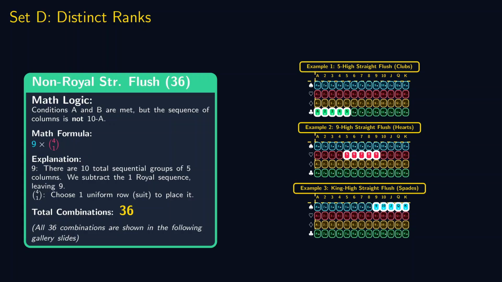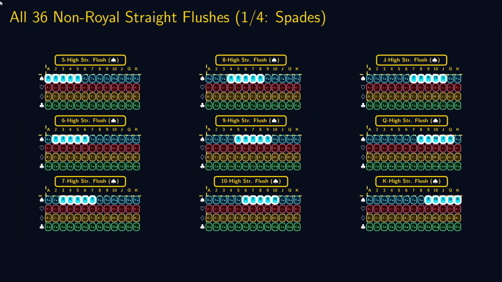We just established that there are 36 non-royal straight flush hands in the deck, 9 sequences, each available in 4 suits. And I think it is worth pausing here to actually see all 36 of them. Not just a handful of examples, but every single one laid out in front of us. Because when you see the complete picture, the mathematics stops being abstract. Each of these 36 hands is a real holdable thing. 5 specific cards that could actually land in your hand across a table.